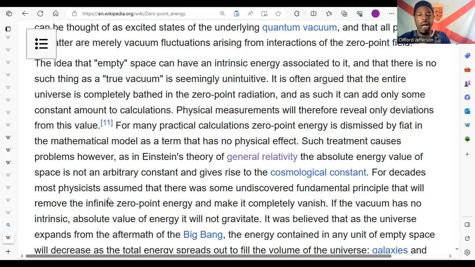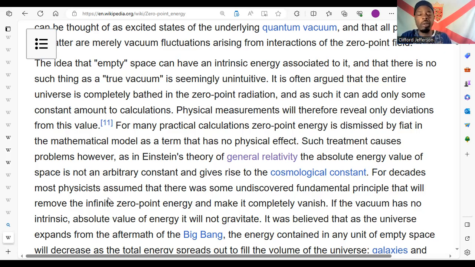For many practical calculations, zero point energy is dismissed by fiat in the mathematical model as a term that has no physical effect. So you can't understand this from a physical perspective, everyone. You need physical to qualify it, but the understanding must go before the physical, because he who writes your books sets your timeline.